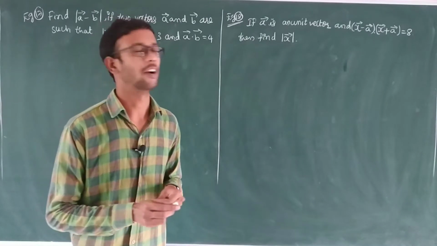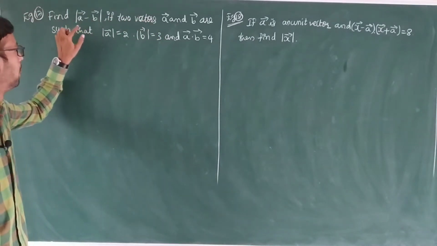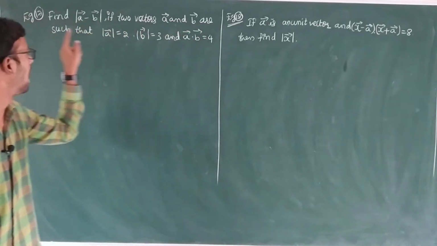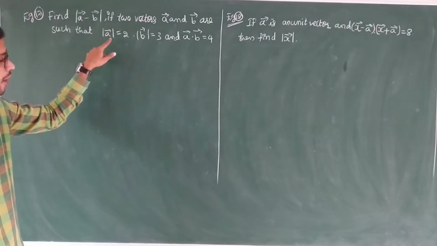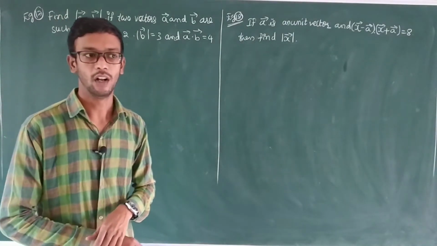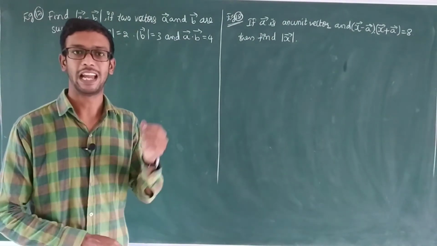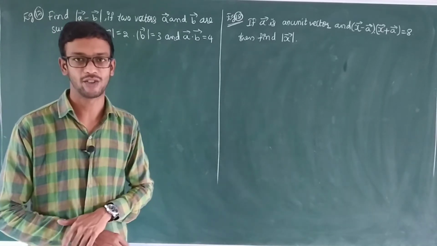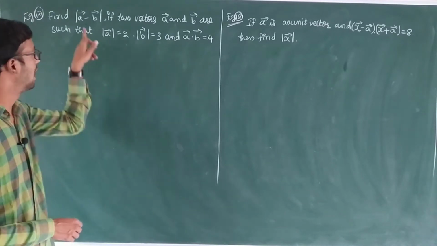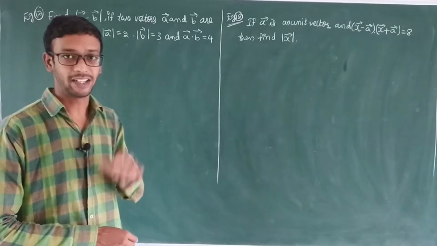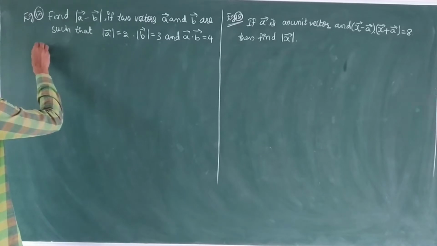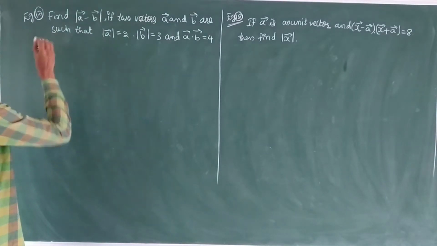Now, example number 17. Find the magnitude of A bar minus B bar if two vectors A bar and B bar are such that magnitude of A bar is 2, magnitude of B bar is 3 and A bar dot B bar is equal to 4. If you know the two vectors A bar and B bar, we can make the subtraction and find the magnitude. But here a different way is there. They are giving single vectors, magnitude they are giving, and dot product also they mention. So I use the one note point. Previously we discussed one note point.